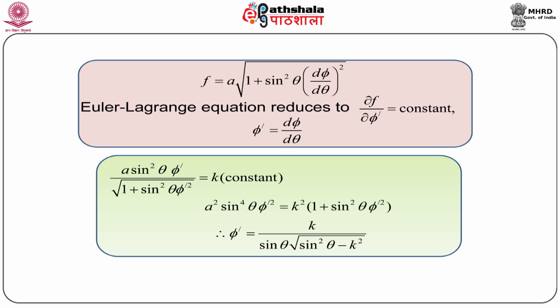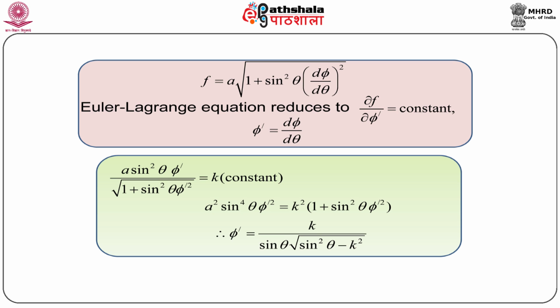Therefore, using this relation we have, after calculating the partial derivative, this one, we get this result. Squaring this, we get this result. Taking the square root, we get the value of phi dash, which is given by this.